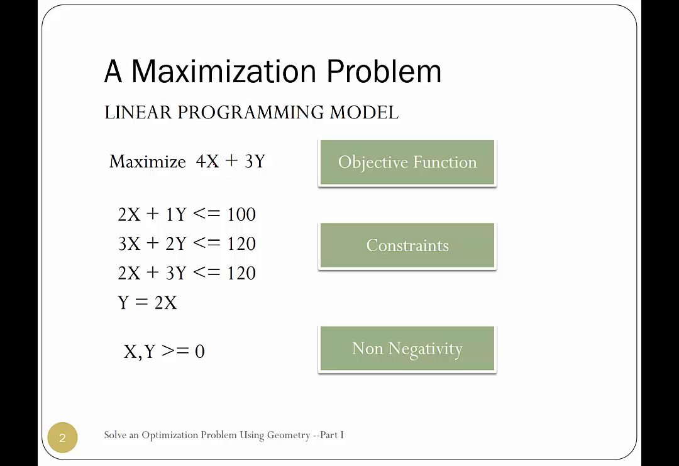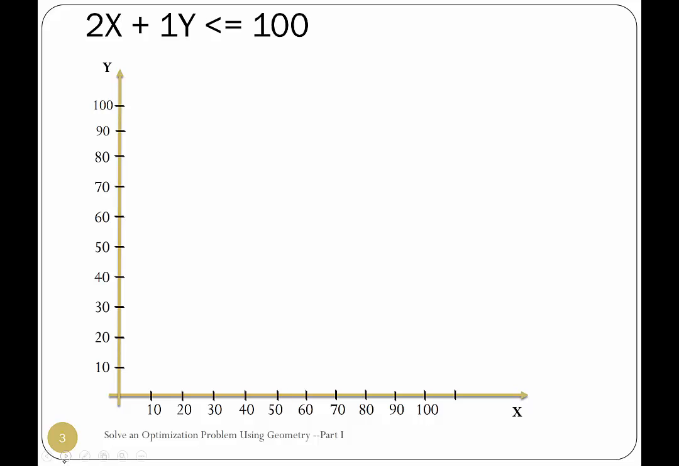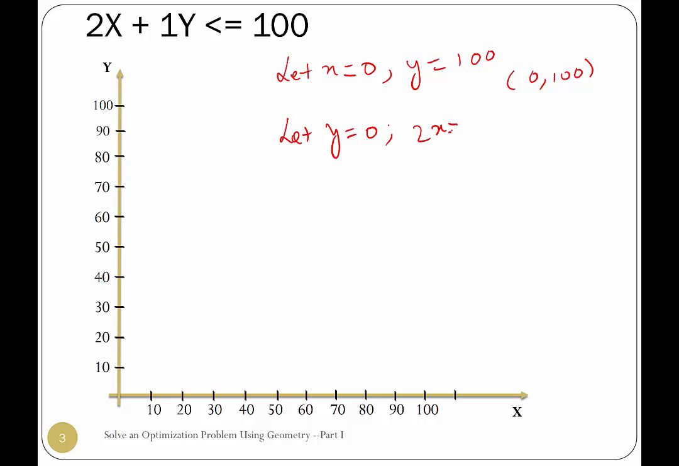So let us start with the constraints, a line that corresponds to this particular constraint. In order to draw a line, we need to have 2 points. So let us generate those 2 points. Let x equal 0. That makes y equal to 100. So our first point is (0, 100). Repeat with y: let y equal 0, which leads to 2x equal to 100 and x equal to 50. So our second point is (50, 0).